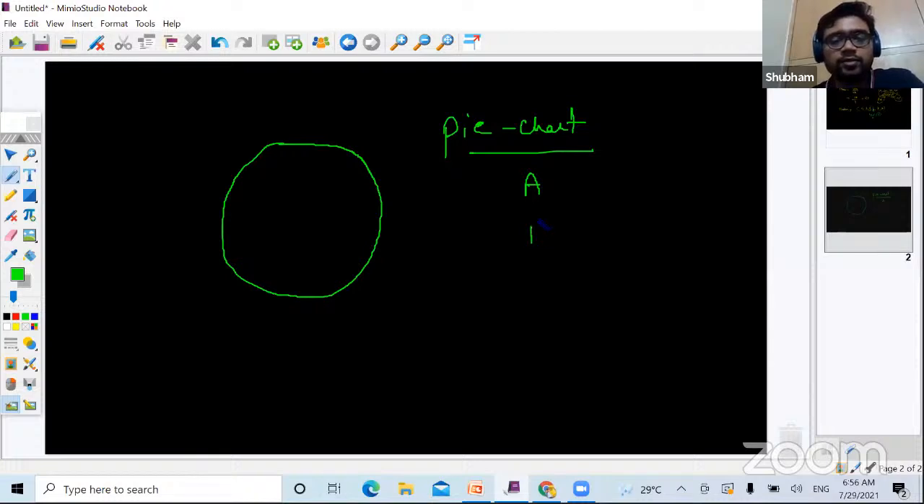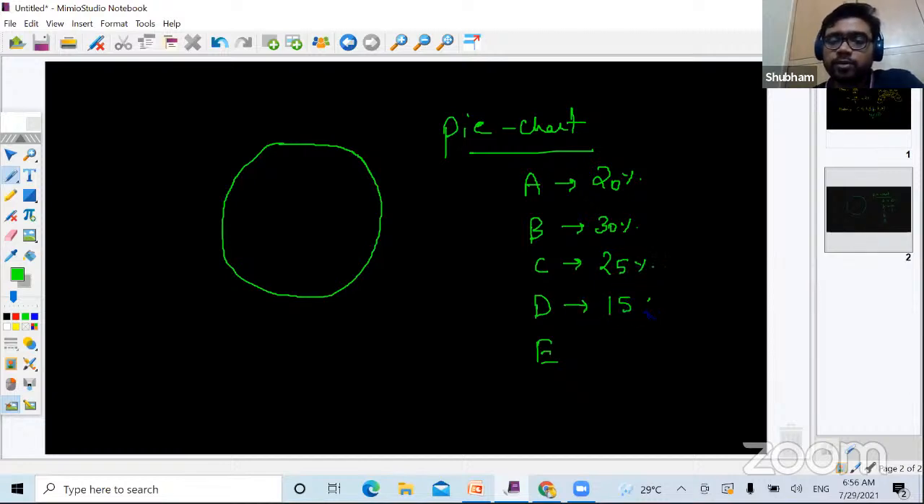A company manufactures 5 products, A, B, C, D, E. A constitutes 20% of the total products manufactured by the company. B constitutes 30%. C constitutes 25%. D constitutes 15%, and E constitutes 10%. Now we have to draw these in a pie chart. Okay, let's draw these things in a pie chart.